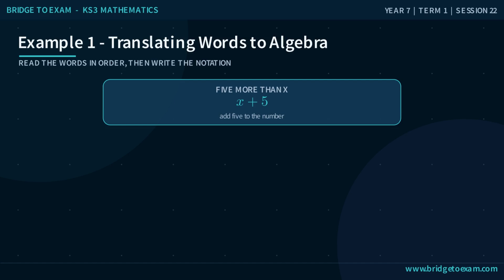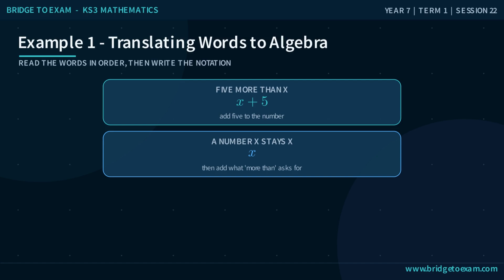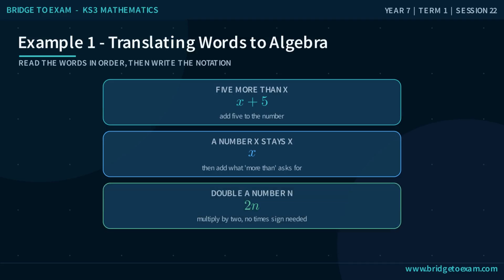Translate 5 more than a number x into algebra. A number x stays as x. 5 more than means adding 5 to it, giving x plus 5. Similarly, double a number n becomes 2n, multiplying by 2 with no times sign needed.